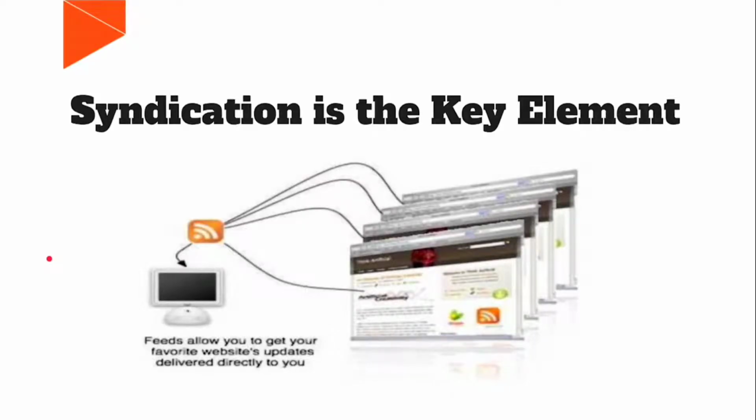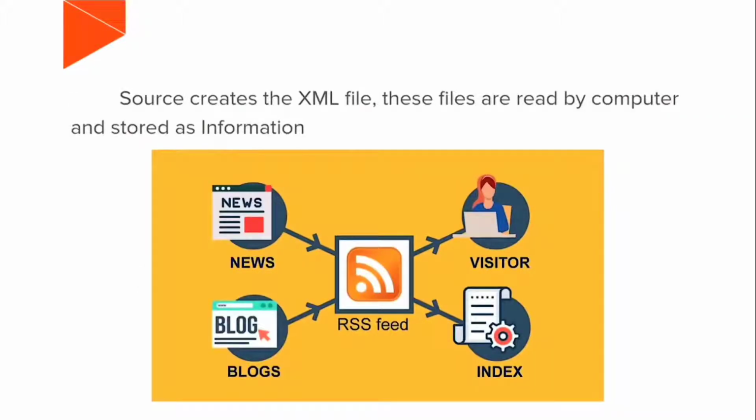The main key element in the RSS feed reader is the syndication, which allows you to get your favorite website updates directly delivered to you. It refers to files easily read by a computer, called XML files, that automatically update information. This information is fetched by a user's RSS feed reader that converts the XML files into the latest updates from websites in an easy to read format. The RSS reader checks the user's feeds regularly for new information and can automatically download.